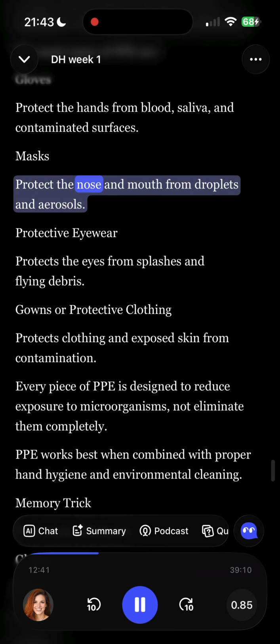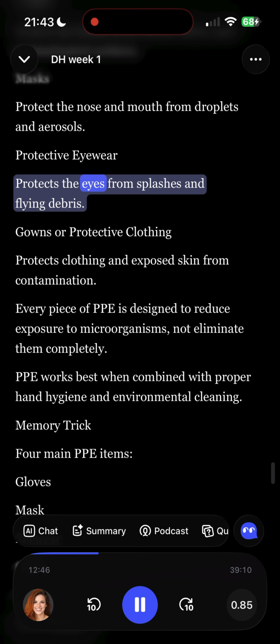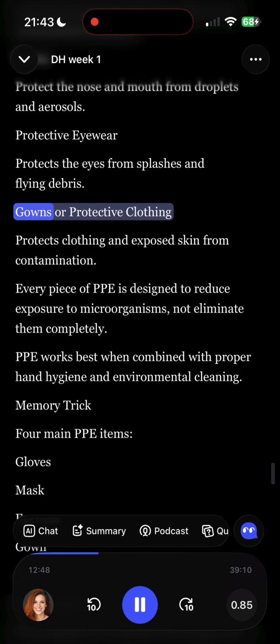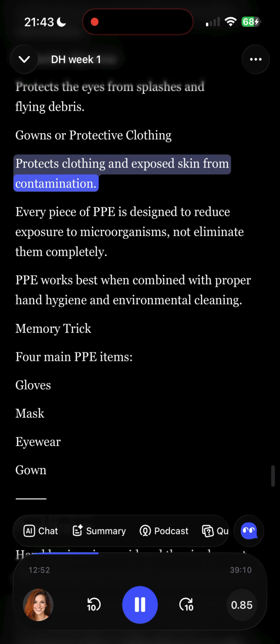Masks. Protect the nose and mouth from droplets and aerosols. Protective eyewear. Protects the eyes from splashes and flying debris. Gowns or protective clothing. Protects clothing and exposed skin from contamination.